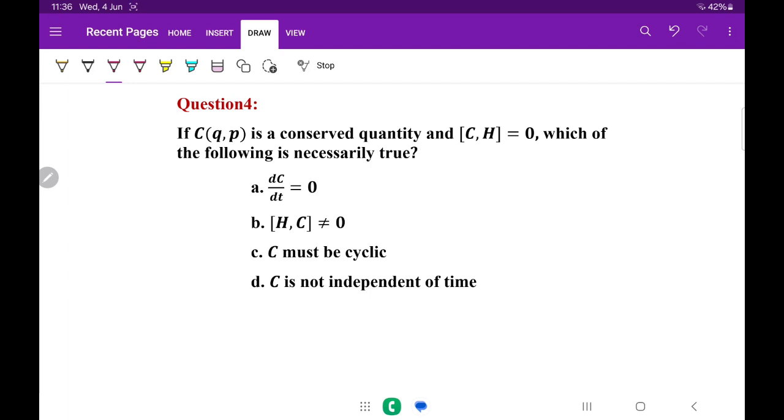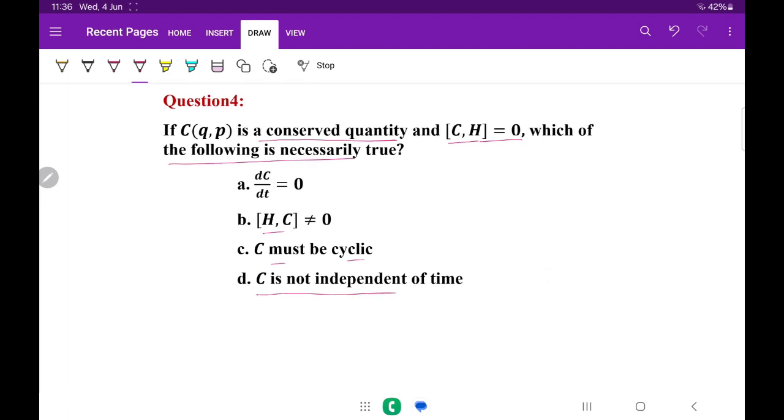Now the first question: if C of q, p is a conserved quantity and the Poisson bracket of C with H is equal to 0, which of the following is necessarily true? The first one is dC by dt is equal to 0, and the Poisson bracket of H, C is not equal to 0, C must be cyclic, and C does not depend on time. If you remember the basic definition of time evolution, it is given by dC by dt is equal to the Poisson bracket of C comma H plus dou C by dou t.